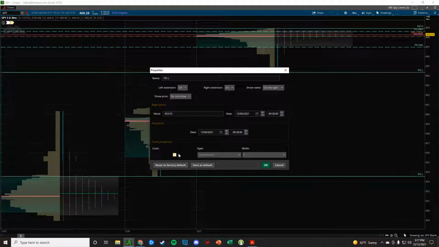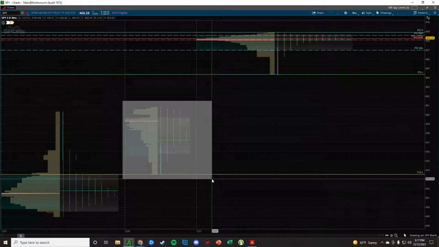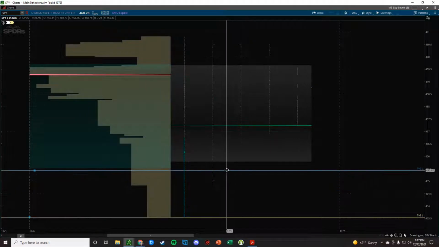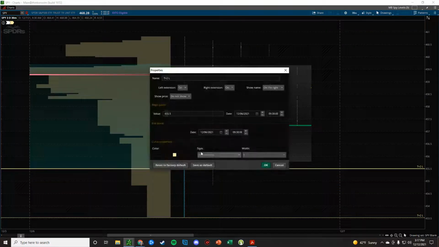So we're going to go ahead and start to set up our T+2 levels. Now that we've got a reference point to go off of, we're going to zoom in on that just because it's going to make it a little bit easier to get everything accurate. Accuracy is definitely key. We're going to change this to our value low.